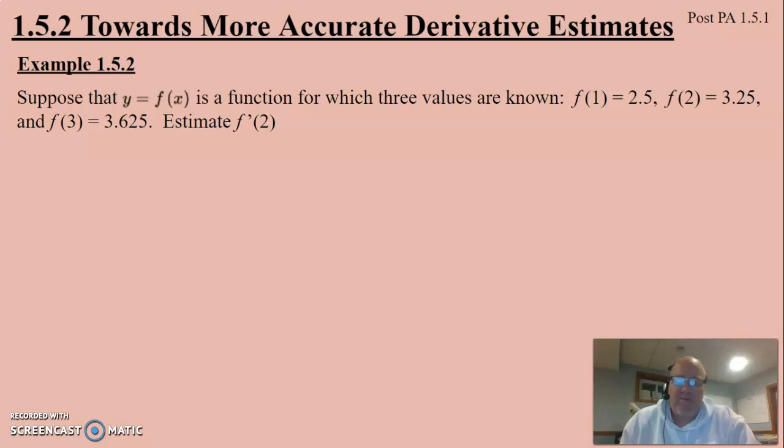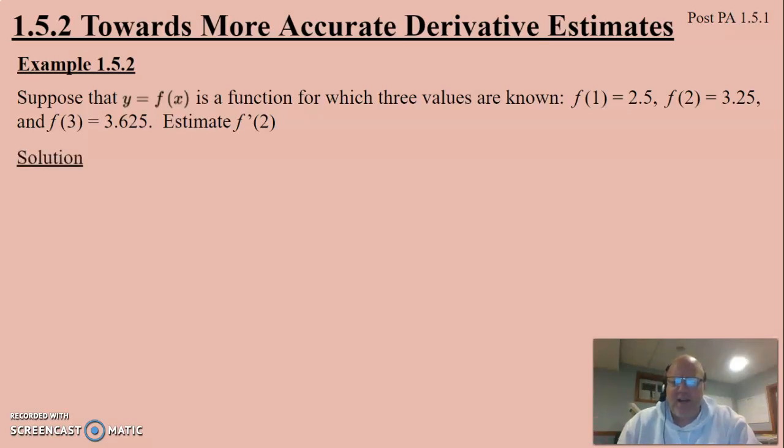This doesn't seem like too tricky of a problem at first until you realize you don't have much information about this function at all. I don't have a function. I don't have an equation. I don't have a graph of the function. All I'm given are three function values, and now I've got to figure out the instantaneous rate of change at 2. I should say estimate f prime of 2.